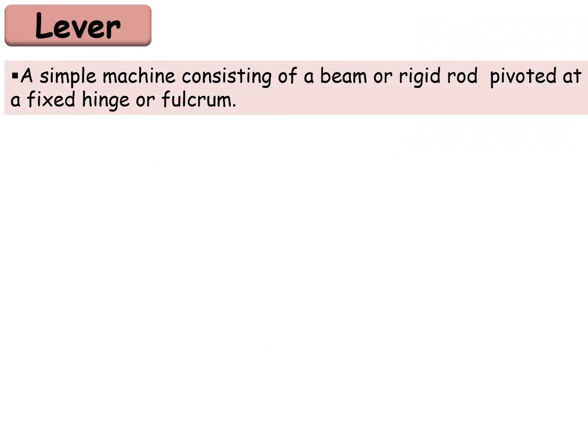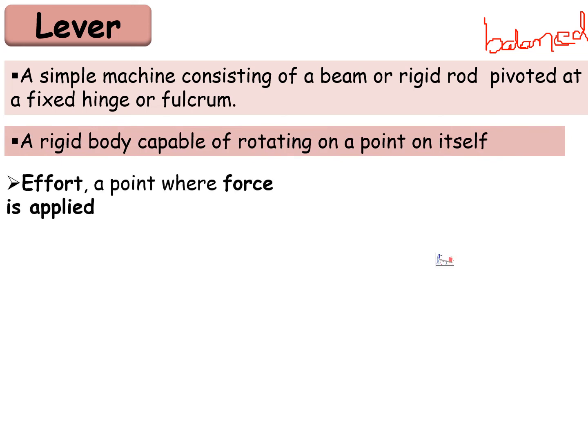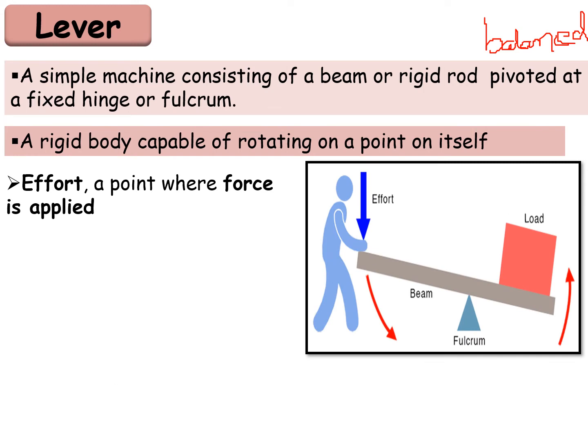Now let's understand more in detail about the lever. What do we mean by lever? As we have already seen, a lever is a simple machine consisting of a beam or a rigid rod pivoted at a fixed hinge or fulcrum. Pivoted means balanced at a fixed point called the fulcrum. It is a rigid body capable of rotating on a point on itself. Now this is what a lever is.